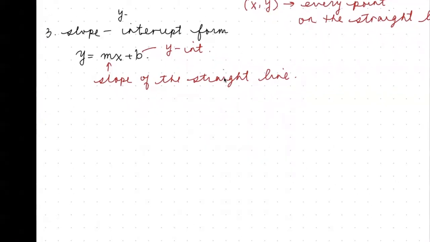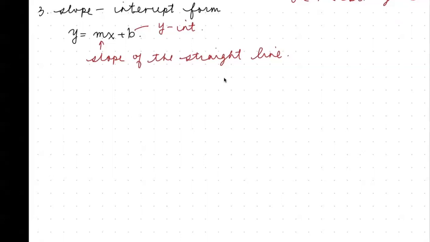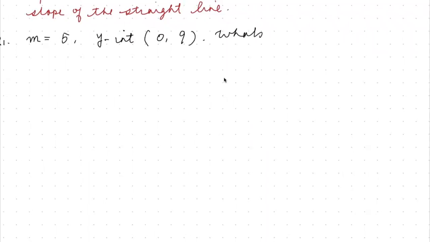This means if I give you, so let's try a few examples. So imagine the question says, let's say this question 1, okay? So imagine the question says, okay, I know the following information about a straight line. Can you write the expression of the straight line? I know the slope of a straight line is, let's say, 5. I know the y-intercept is 0, 9. And the question is asking you, what is the expression of a straight line? Okay.